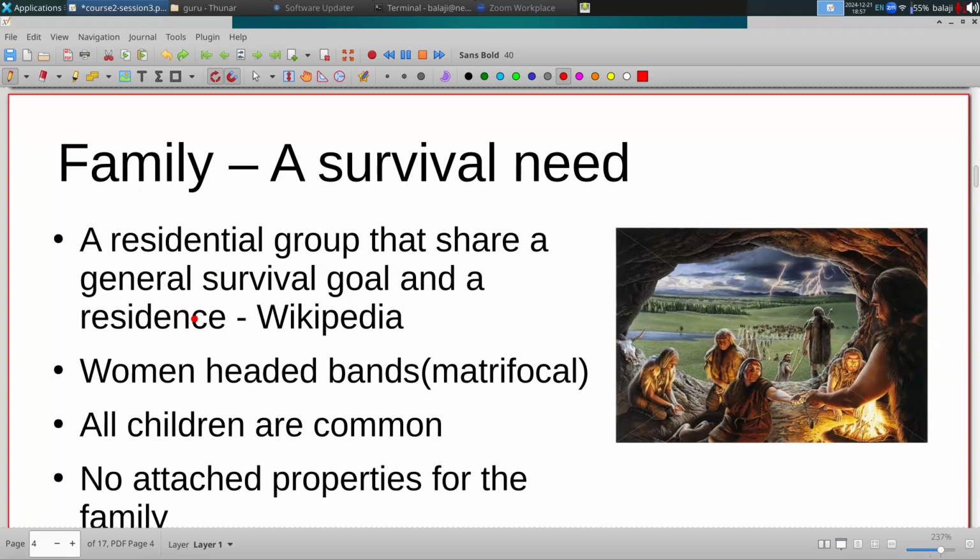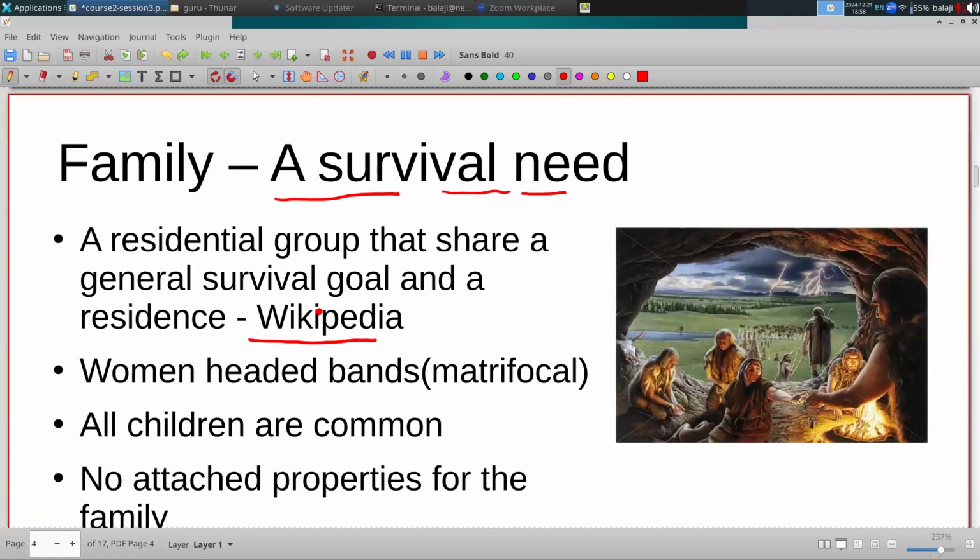So just to get a definition of family: a residential group that shared a general survival goal and a residence. I just took that from Wikipedia, so don't worry too much about the definition. Intuitively we all know what a family is. One of the main important things about family is rearing the kids. That's why we say it's a survival need, not just that we want to be together. It pushes us to be in a family.